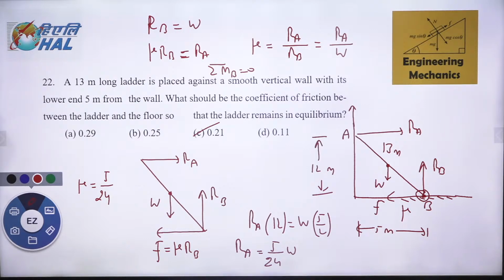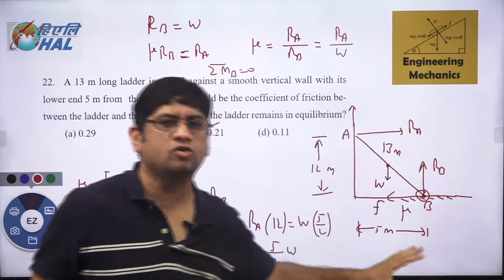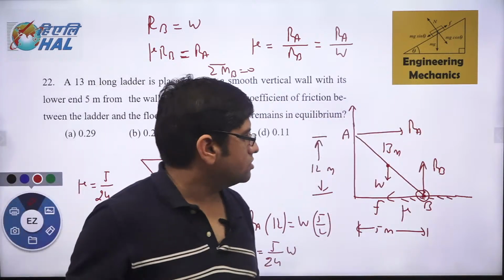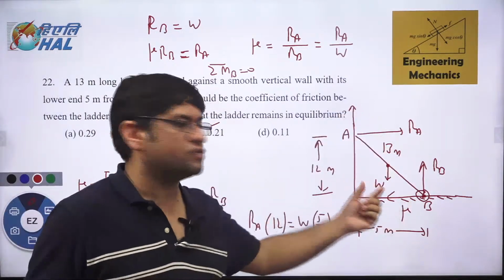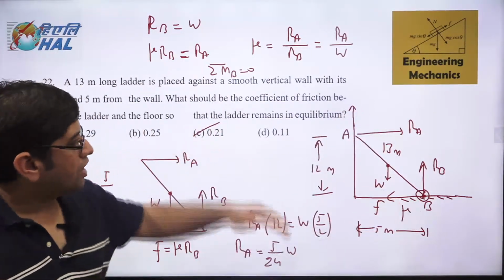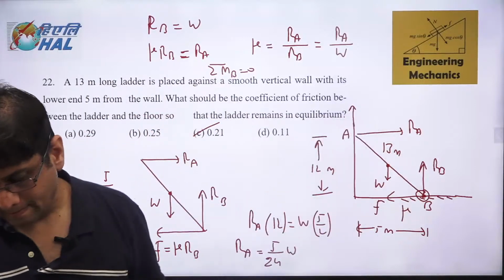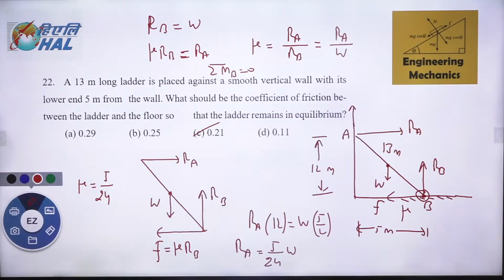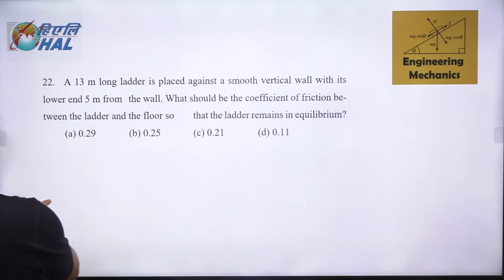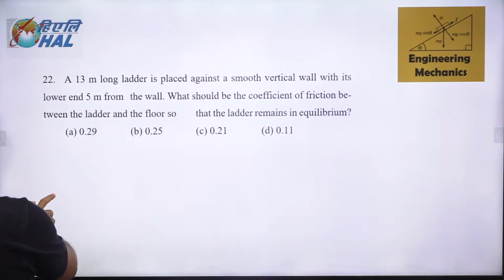So this was a good question, and ladder questions are really good questions. This is a ladder question in which friction is given at the base, the weight of the ladder is given, and the length of the ladder is given. Now let me ask you a question on the same. Suppose I give you this question now, try to find the solution for it.